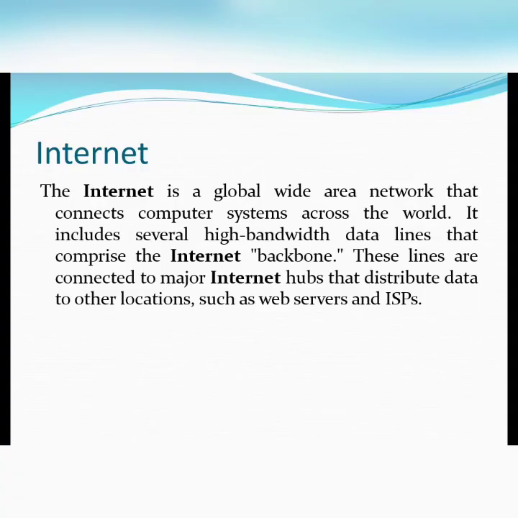Internet. The internet is a global wide area network that connects computer systems across the world. It includes several high bandwidth data lines that comprise the internet backbone. These lines are connected to major internet hubs that distribute data to other locations, such as web servers and ISPs.